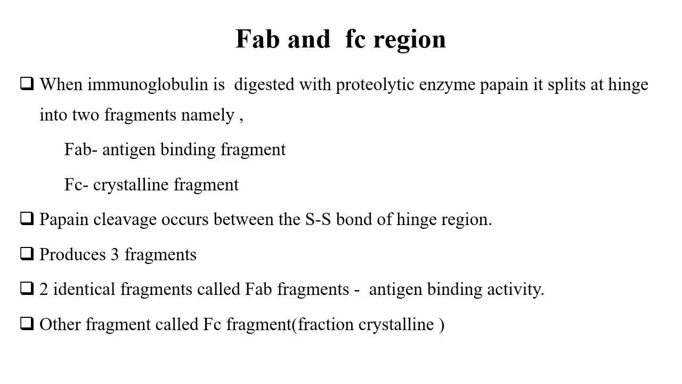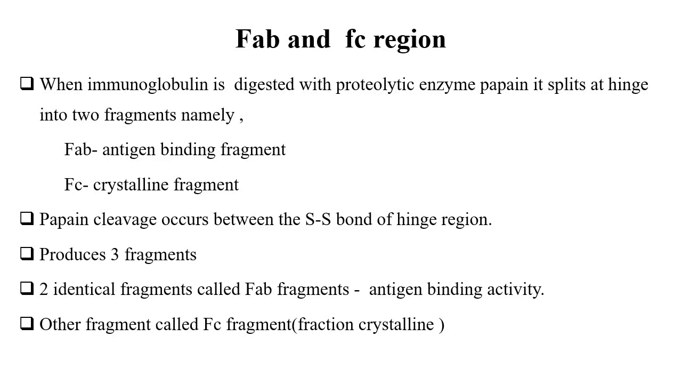Fab and Fc region. When immunoglobulin is digested with the proteolytic enzyme papain, it splits at the hinge into two fragments, namely Fab region and Fc region. Fab region is called the antigen binding fragment. Fc region is called the crystallizable fragment.